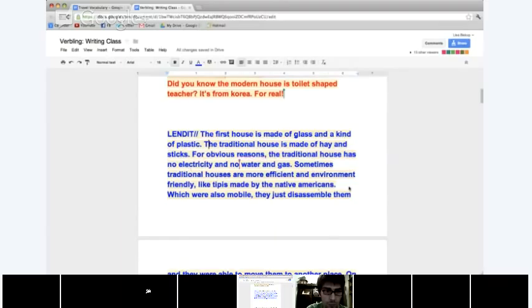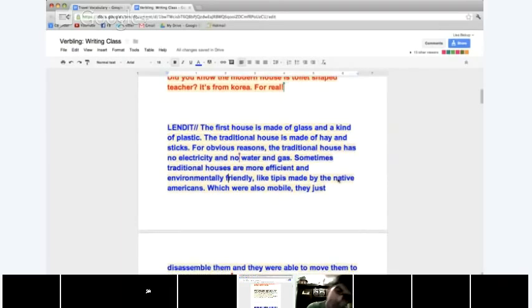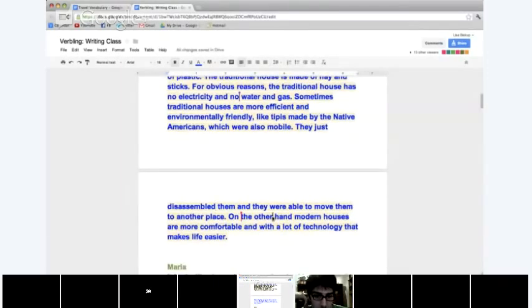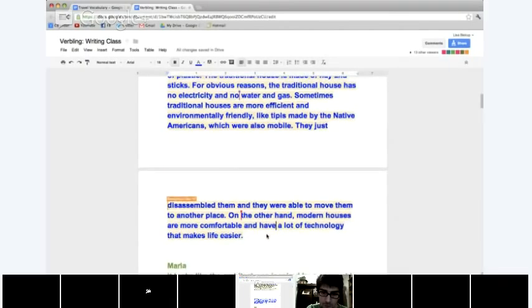Sometimes traditional houses are more efficient and, we say, environmentally friendly. I have to figure out how to spell it. Environmentally friendly, like teepees made by the, and we capitalize Native Americans, which were also mobile, period. They just disassembled them, and they were able to move them to another place. On the other hand, modern houses are more comfortable and, I would say, come with a lot of technology or have a lot of technology that makes life easier.